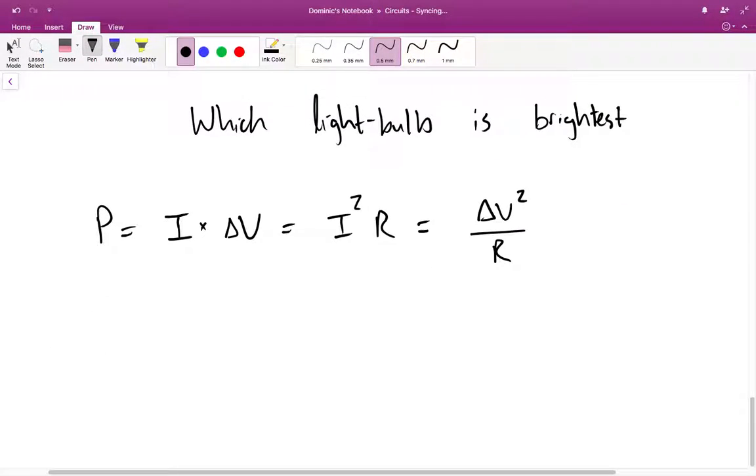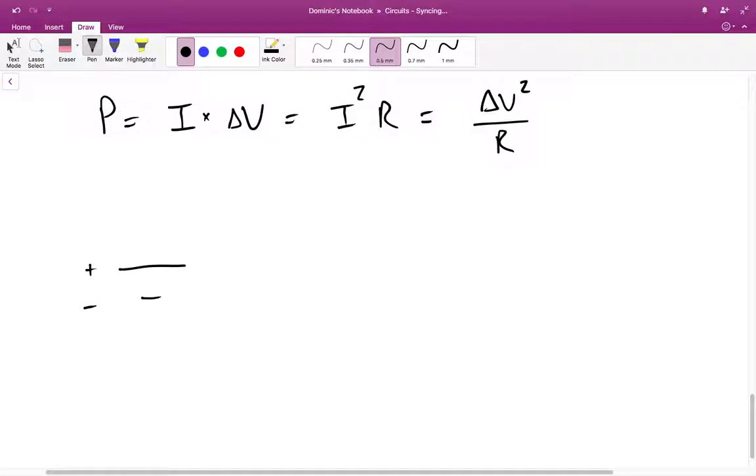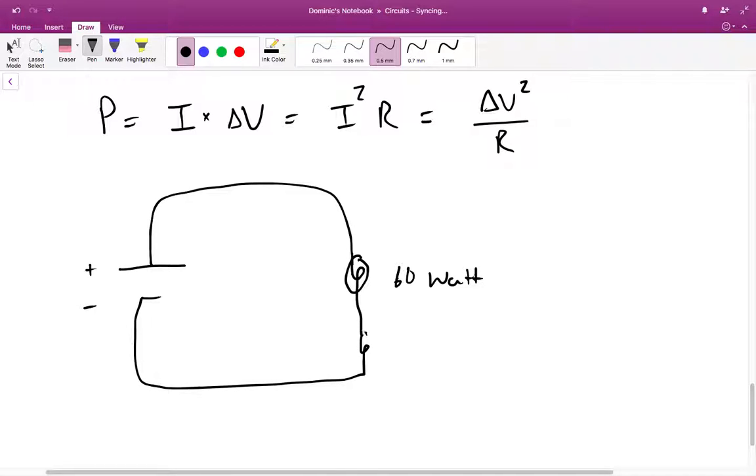Okay, so let's draw this circuit here. We have our battery, some kind of potential. It doesn't necessarily have to be a battery, but we're providing some kind of voltage to our circuit here. And the important thing is that the light bulbs are in series. So we've got our 60-watt light bulb, and then right after that we have our 100-watt light bulb. And it really doesn't matter what order you put those in.